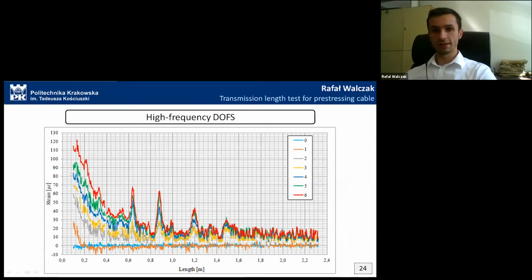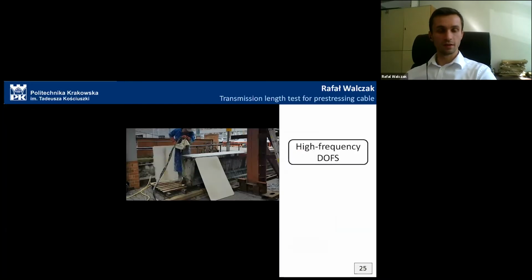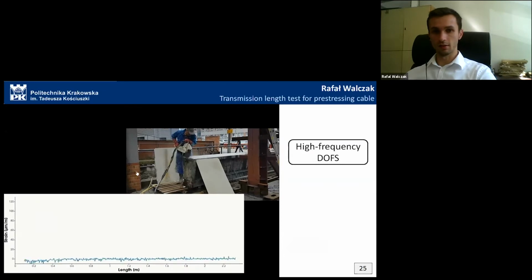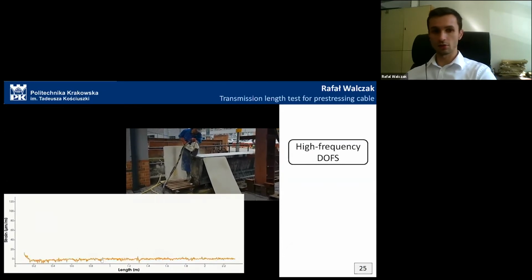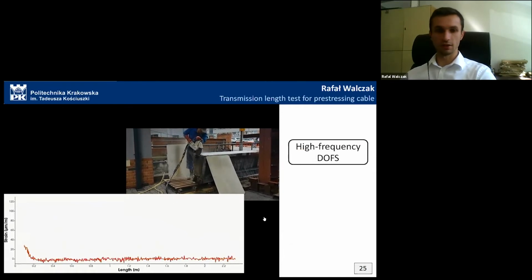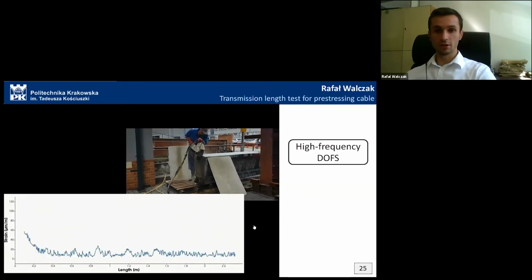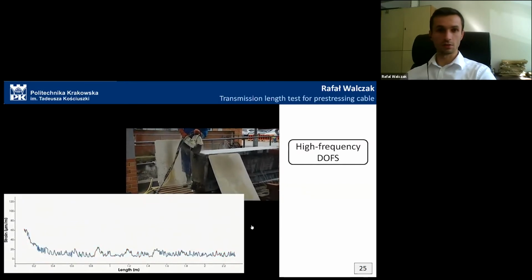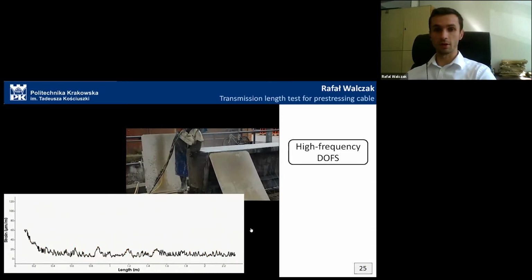High-frequency DOFS recorded gradually transmitted prestressing force, which led to the change of the strain, as we've seen in this graph. We observed the six grades of strain changes, and here I can present the video of the test and continuous measurements of the strain through the length of the element with a high-frequency DOFS. Actually, the frequency was 80 Hertz, so it was very high, and it was a very large amount of data.